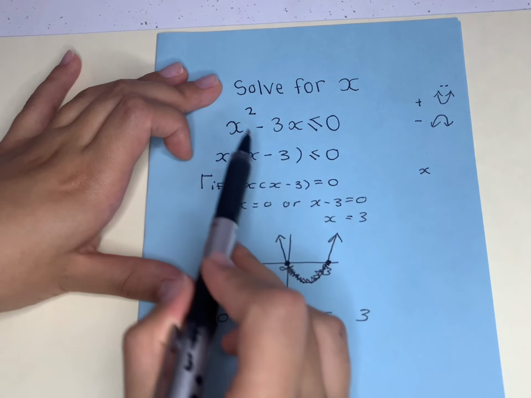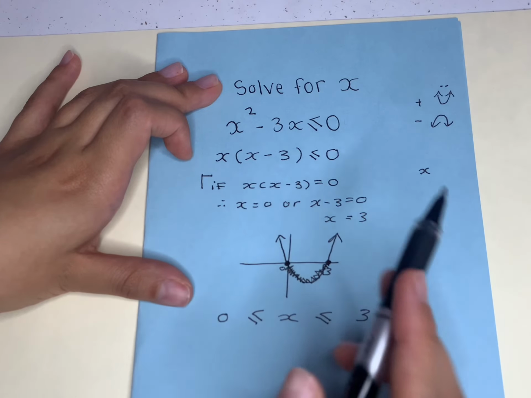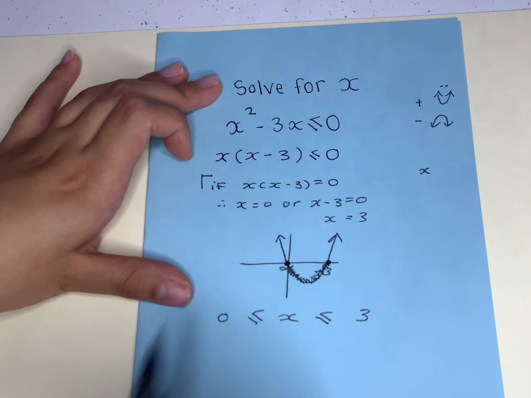So we go about doing it by first determining the roots, plotting it on our parabola, and then expressing our inequality answer.